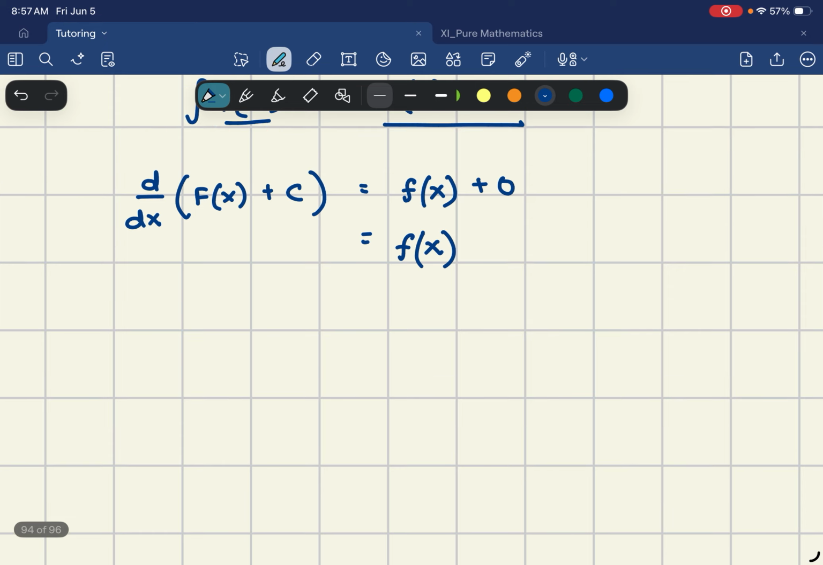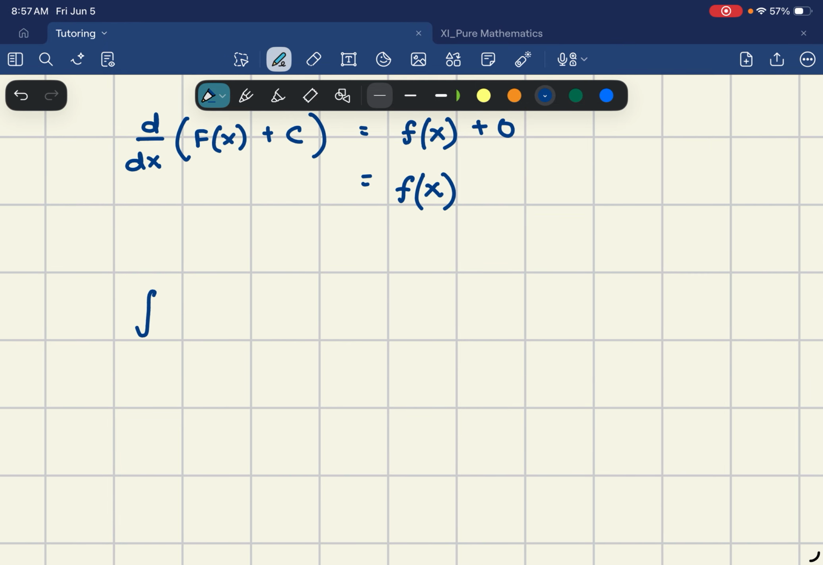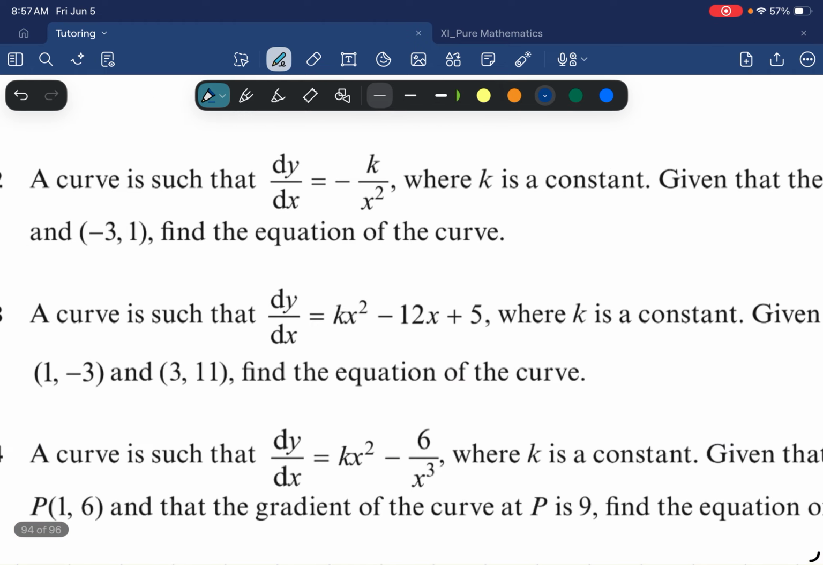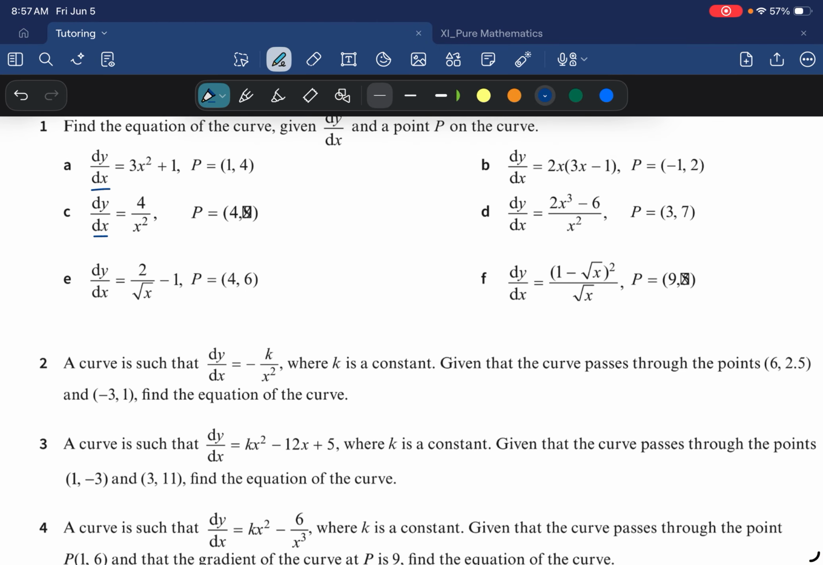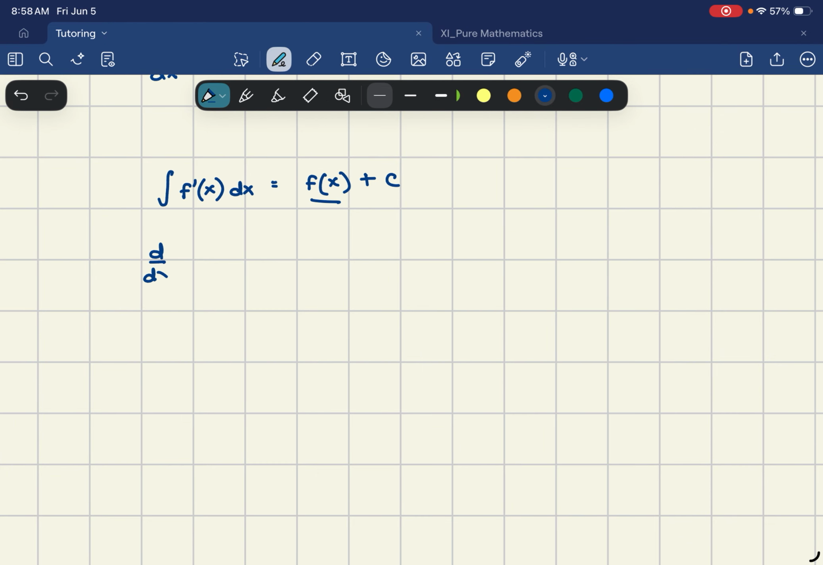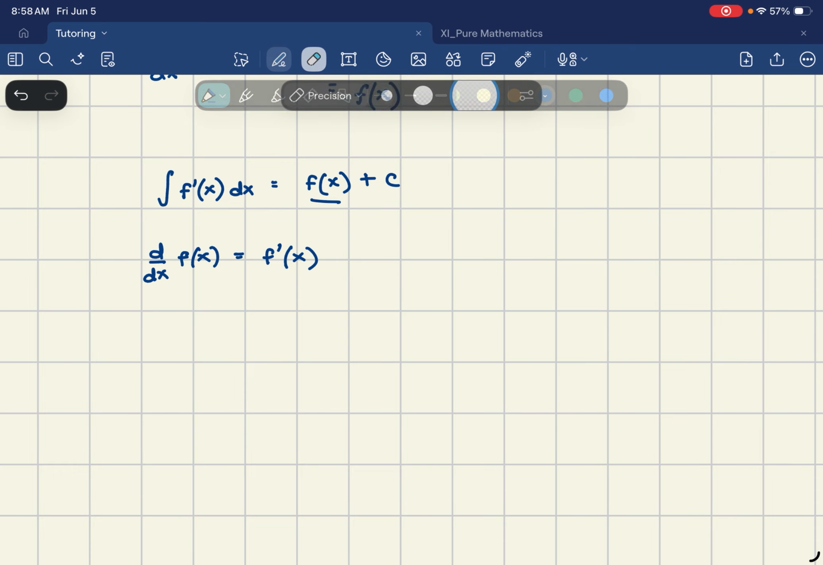Now, using this idea, if we integrate f dash of x, if you integrate the first derivative, then you should get your main function, F of x plus c. And that is what we are doing in this video. We are integrating the first derivative, and we are going to get the main function. And the main function has the property that if you differentiate it plus c, the derivative of c is just 0, and you get f dash of x. So this is what we are going to do.